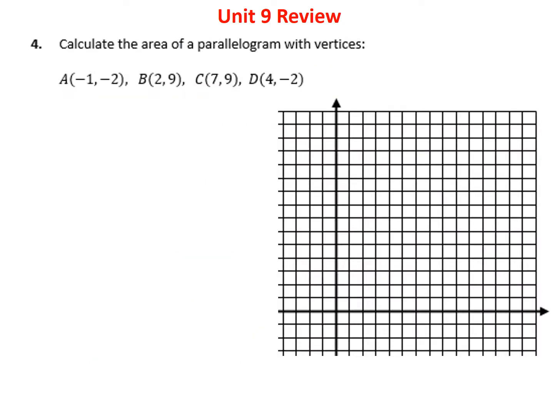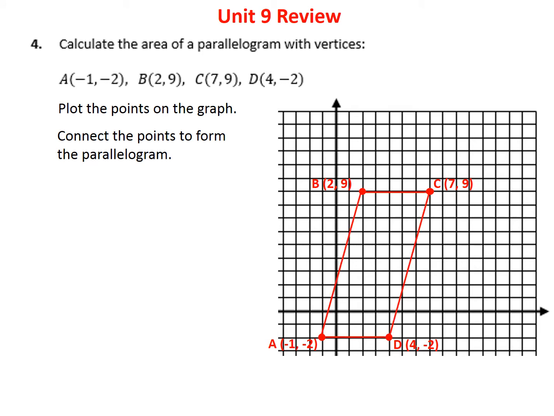In problem 4, they give us the coordinates of the 4 points of a parallelogram, and they want us to find the area. Well, first off, we just need to plot the points. So from this point here, -1 left, -2 down, gives us our first point A. B is from the origin, again, always start at the origin, 2 to the right and 9 up will be the point B, 2, 9. C is 7 to the right from the origin and 9 up. Notice it's on the same horizontal level as B. And then D is 4 over and 2 down. And again, that's also on the same horizontal level with A. Now if we connect the points, there's our parallelogram.